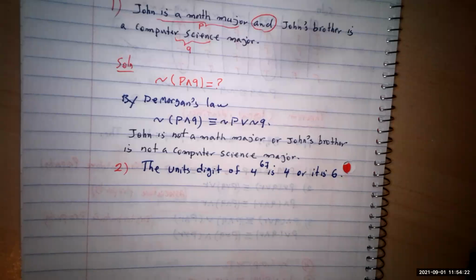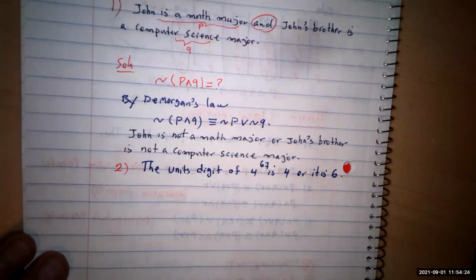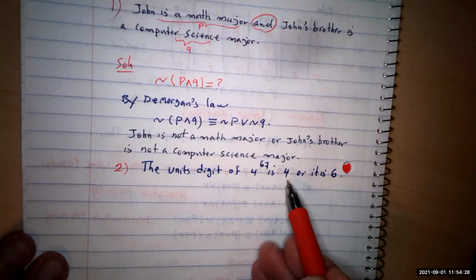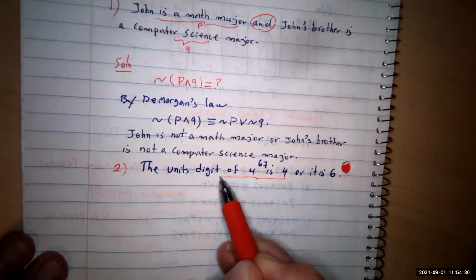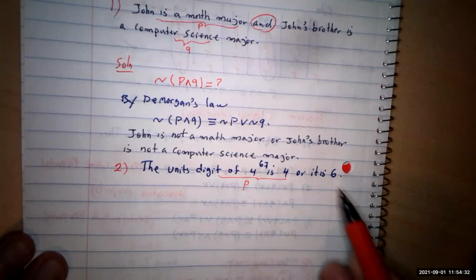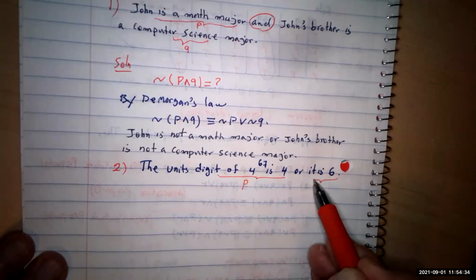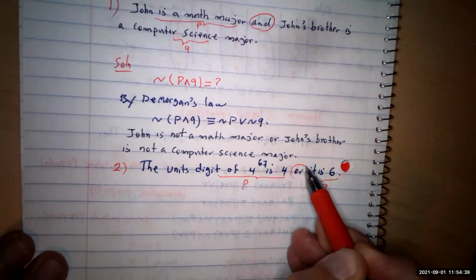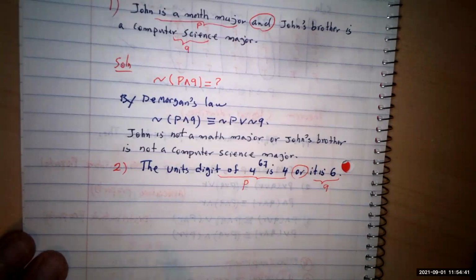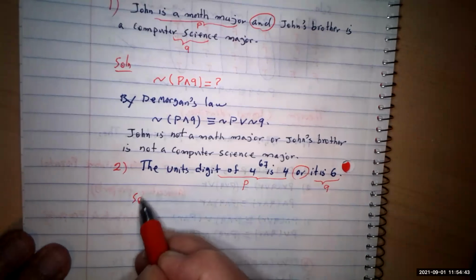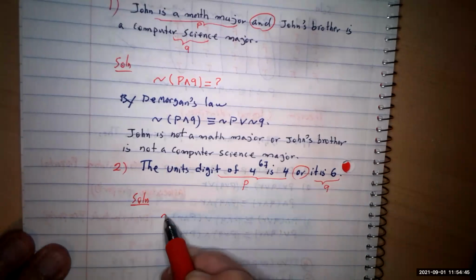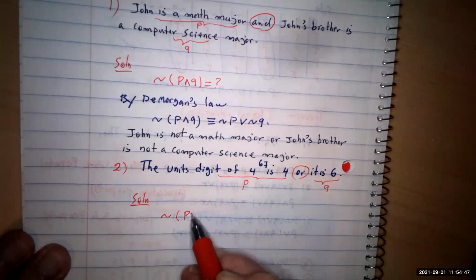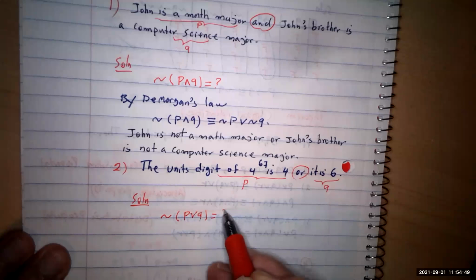Then you have to change it to the symbolic form again. The unit digit is 4, you pick this one to be P. The unit digit is 6, we call it Q. But you see, you have the or in between. So what you are looking for is the negation of P or Q.